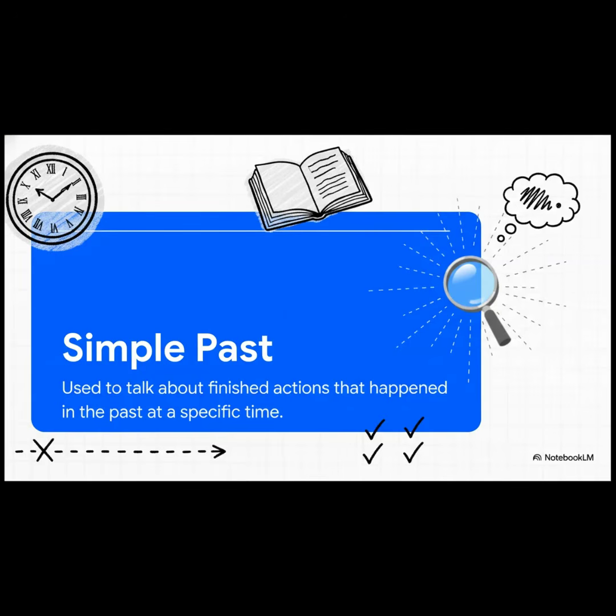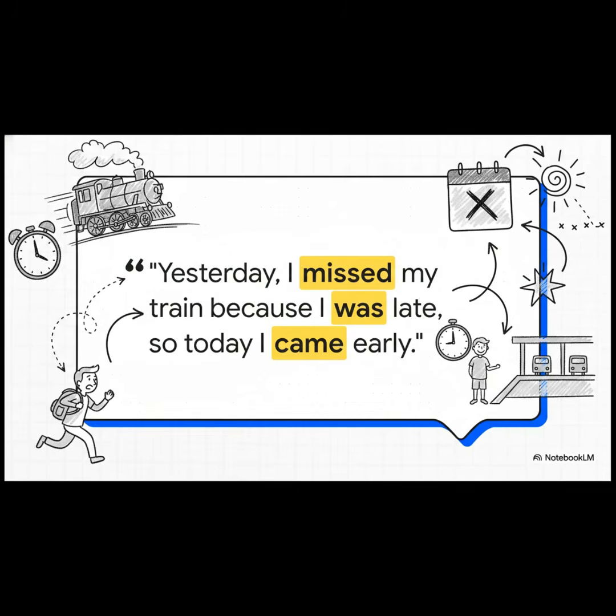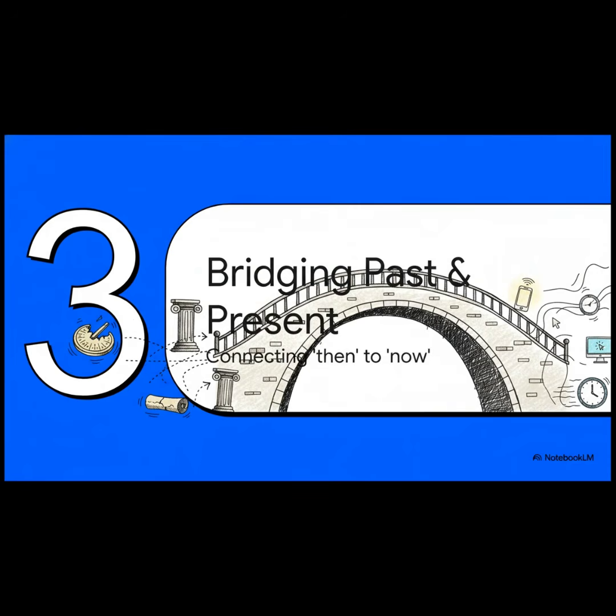For that, we've got the simple past. This is the classic storyteller's tense. It's for actions that are 100% finished, done, over. They happened at a specific point in the past. The structure is super simple. You just use the past form of the verb. Now, this is where you have to keep an eye out for those tricky, irregular verbs, like go becomes went or break becomes broke. This sentence right here, it tells a whole little story. I missed, I was, I came. Each action is a completed event that happened in the past, and it totally sets the stage for what happened today.